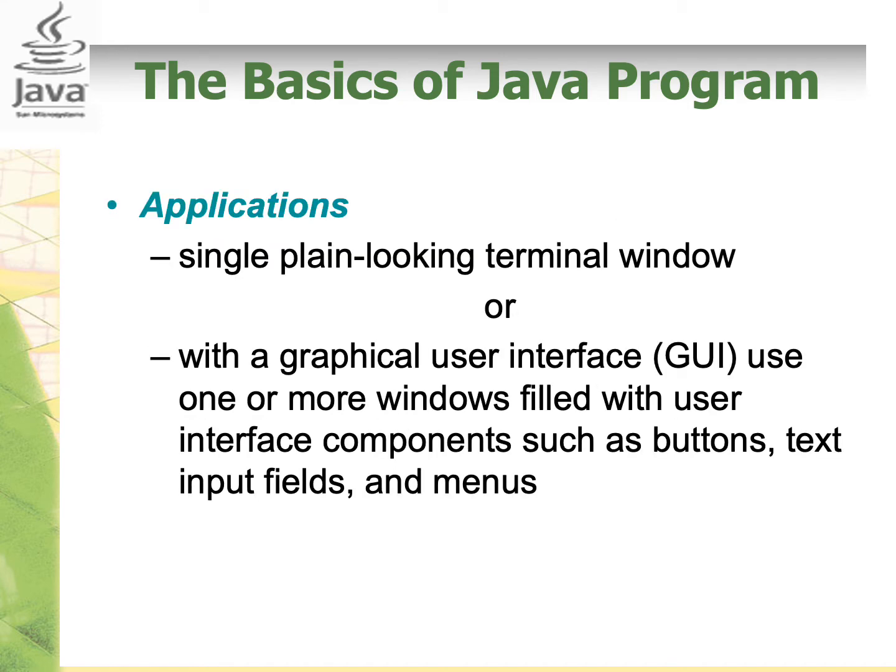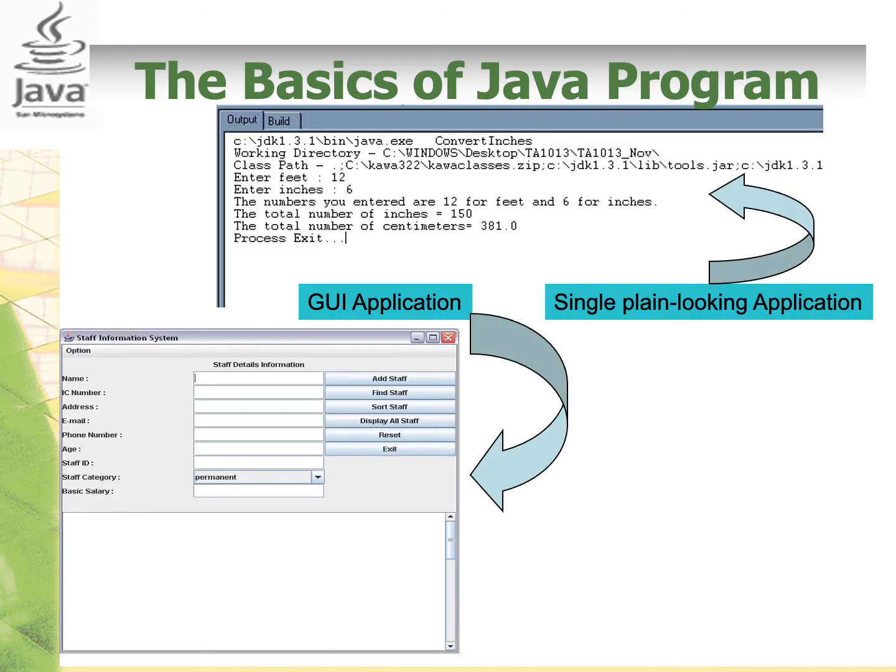Applications or the standalone programs are Java programs that use the terminal window. They can also have a graphical user interface, GUI, that has windows, buttons, text fields, radio buttons, drop-down menu, and other graphical objects. This slide shows the example of a plain-looking application that runs on a terminal, and also the graphical user interface application where it has a window, buttons, and text areas that take in the input from the user.